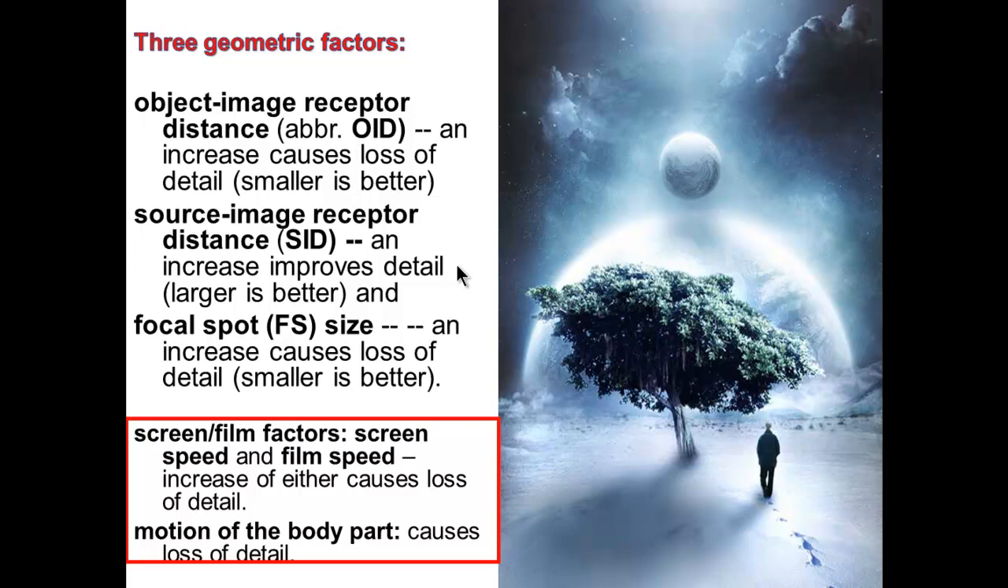OID is actually object image distance, and that is the distance between the part and the image receptor. It has nothing to do with the tube. The example that I've used in class is if I'm standing as a lateral C-spine, you're going to see that my neck is not up against the image receptor because my shoulder is in the way. So when you have an increase in OID, you're actually going to get an increase in magnification, which would cause lower detail. So the goal here is to always reduce our OID.